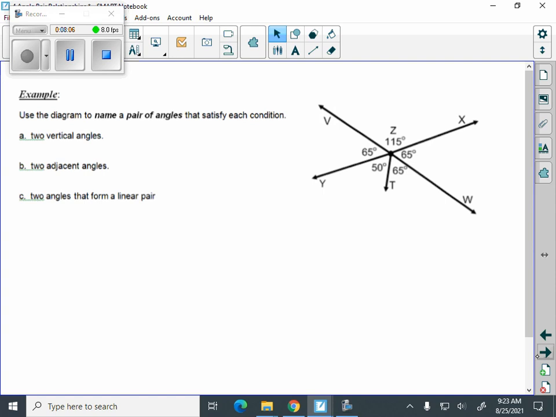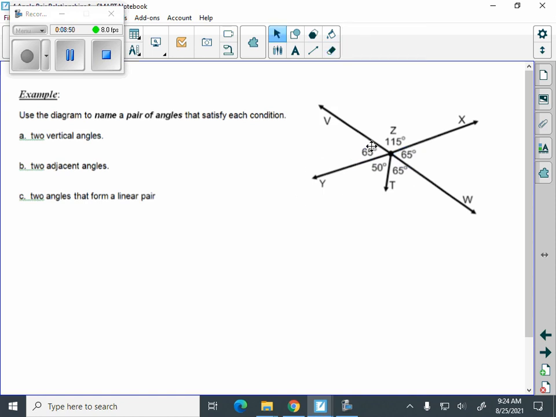Use a diagram to name a pair of angles that satisfy each condition. So now we get to a diagram here where we can identify vertical angles and supplementary angles and all of those kinds of angles. Again, vertical angles are right across from each other. So it says name a pair of vertical angles. Well, the fact that this is 65, let me circle it so people can see that on the video. This is 65, and this is 65, and they are across from each other. Means that those two angles are vertical.